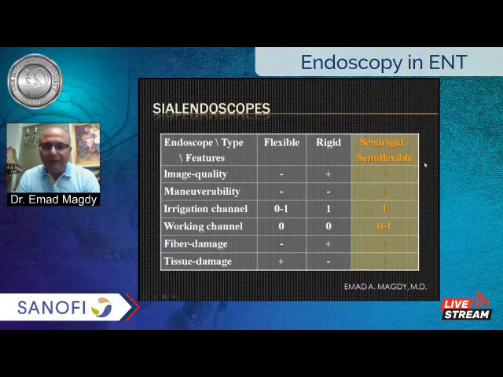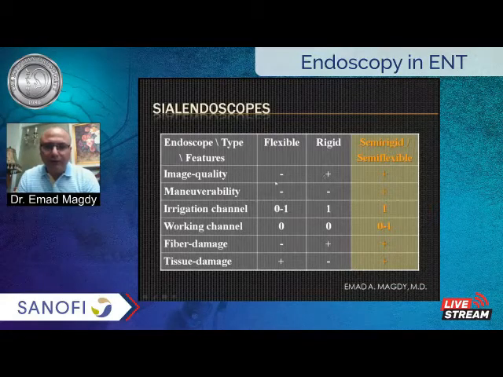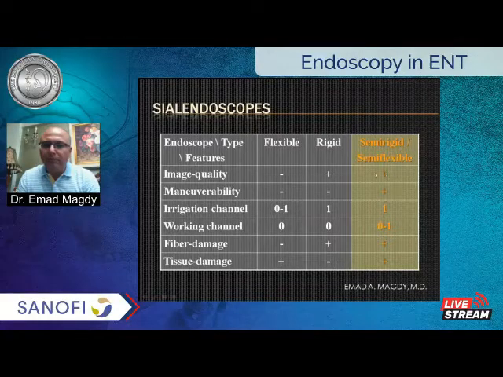The nice thing about the semi-rigid, semi-flexible scopes is that they take the best out of both. The image quality and the fiber quality is good, like the rigid, and the amount of tissue damage is more like the flexible scope. So the semi-rigid, semi-flexible scopes are better than both the flexible or the rigid, and even the maneuverability inside the ducts is much better.